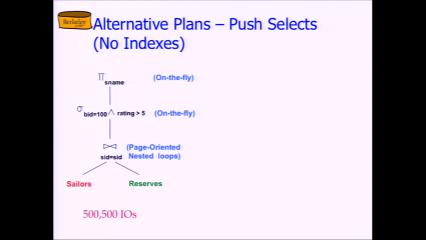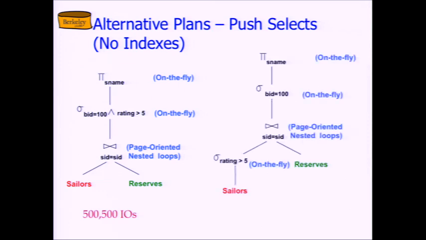Here's an alternative plan where the selections are going to get pushed down. We're still not going to use indexes, but we're going to take these selections. This is the same thing you saw on the previous slide. We're going to push those selections below the join. In this case, rating greater than 5, rating is from the sailors table. So we're going to apply it to the sailors table, and when it says on the fly, what that means is as we scan the sailors table, for each tuple, we'll look at this rating, and we'll decide if it's greater than 5 or not. If it's less than 5, we'll throw the tuple away. So we pay no I/O cost for that selection because it just happens as we're scanning the sailors table. That's what I mean by on the fly. So from an I/O perspective, the selection is free.